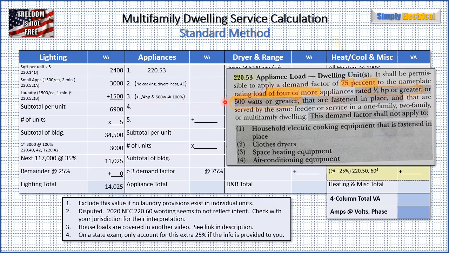Now if you have 4 or more, it says you can take 75% of that value. So you list out your appliances here, and you put their VA, their nameplate wattage here, and then if there's more than 4, you just add them up, take 75%, and that's your total. If you have 3 or less, you add them up and take 100%, and that's your total. But don't forget, if you have anything that is less than 1/4 horse and less than 500 watts, you must take those at 100%, even if you have 30 of them. You still have to take them at full value.